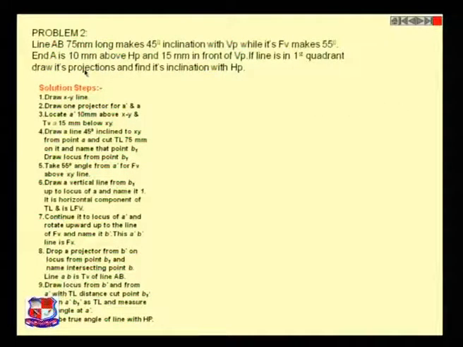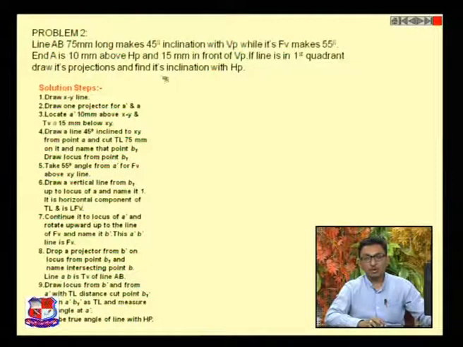The next problem says that line AB is 75 mm long, which makes a 45 degree inclination with VP, and while it makes a front view with the 55 degree, and A is 10 mm above HP and 15 mm in front of VP. If the line is in the first quadrant, draw its projection and find its inclination with the HP. Now you can see some sort of twist in this problem.